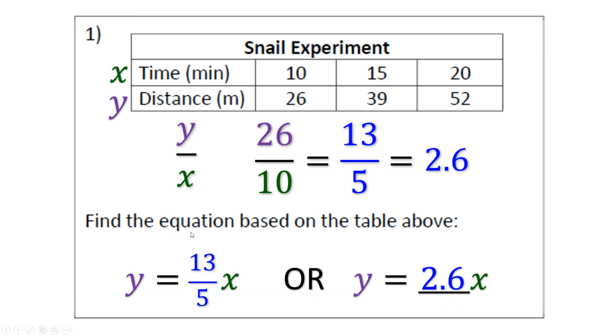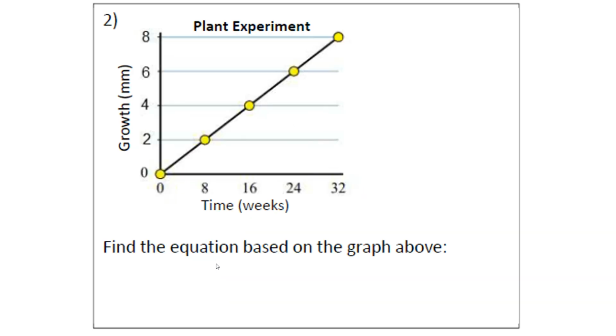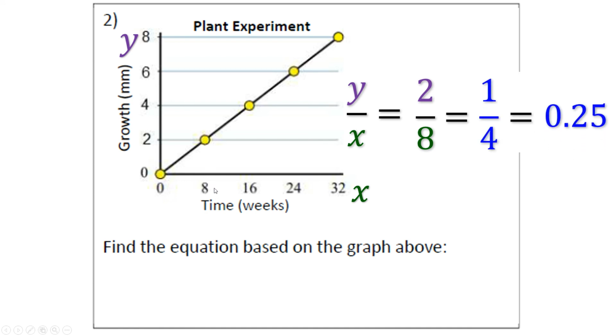And for note's sake, let's go ahead and put both of these answers in the notes so you know that these are both equivalent and possible right answers. So on this one, we have our y over x value. So you're going to put y over x. I use the first point here, 2 over 8, which simplifies to 1/4. Or if you use the decimal version, it's going to be 0.25.